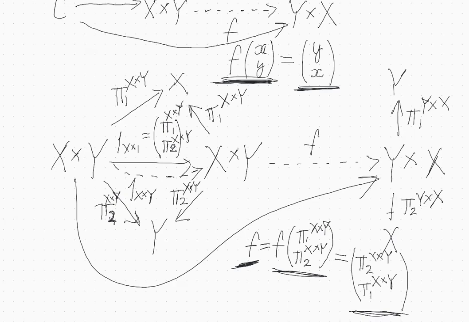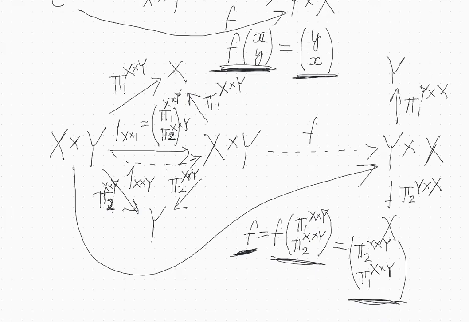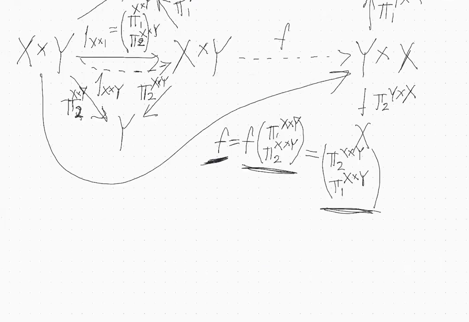Yeah. Okay, fantastic. So the criteria by which we were looking for f tell us what f should be. It should simply be this morphism, pi 2 of x cross y and pi 1 of x cross y. It's kind of the twisting map, right? Now maybe it's obvious that it should have been the case that it will twist the coordinates.